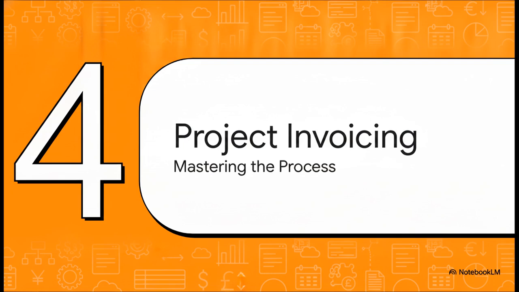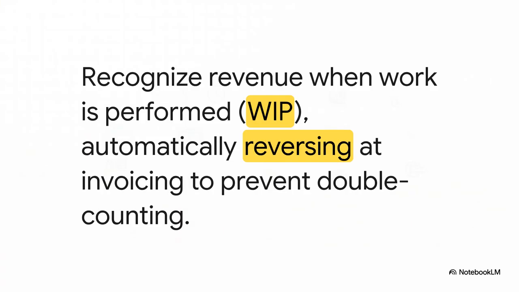Section 4. Mastering project invoicing. All right, our transactions are routed properly, so now it's time to actually bill the client. For time and material projects, the way Dynamics 365 handles accrued revenue is a huge deal. Let's say one of your consultants works 10 hours this month, but you're not scheduled to bill the client until next month. The system lets you accrue that revenue right now, recognizing the work as work in progress, or WIP.